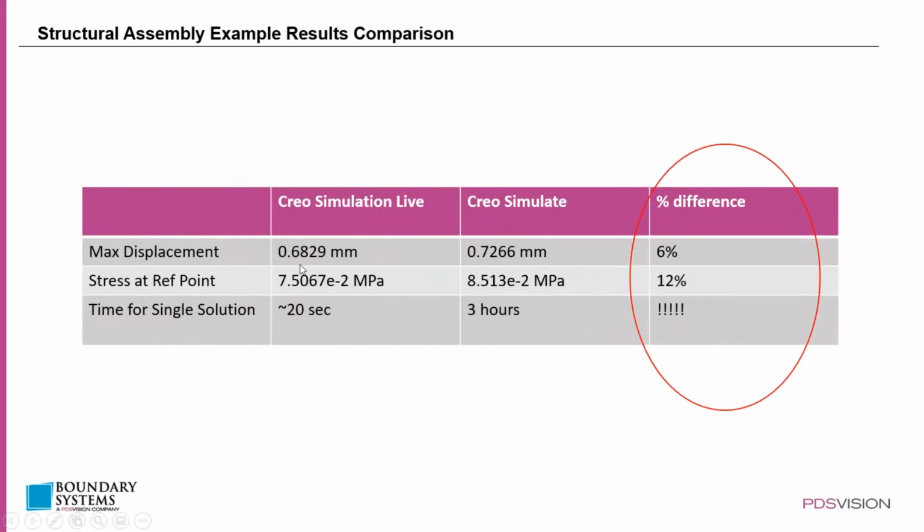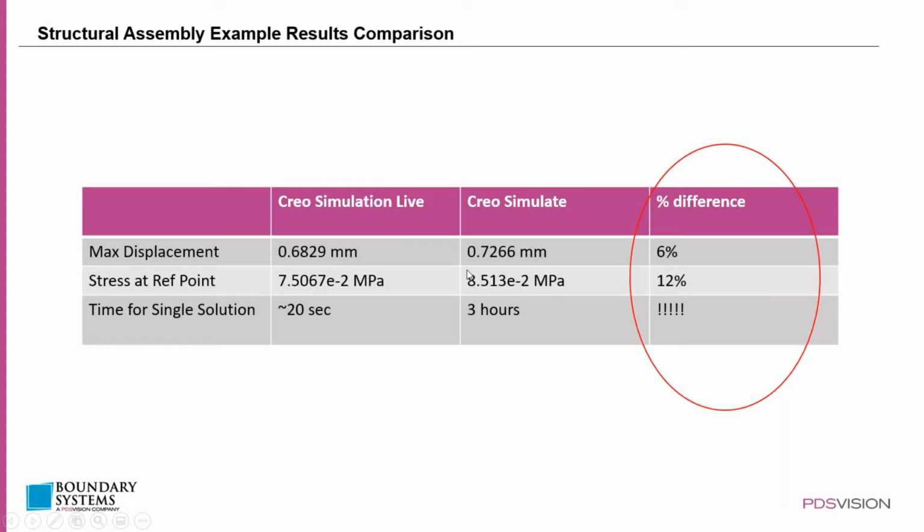And what we see here are the results of the simulation. And what I really want to draw your attention to is the time for a solution. So we see Creo Simulation Live is able to really get us a simulation within about 20 seconds, whereas a tool like Creo Simulate or Creo ANSYS Simulation is going to be in the realm of hours. And so yes, Creo Simulation Live's accuracy of results might not be as trustworthy.